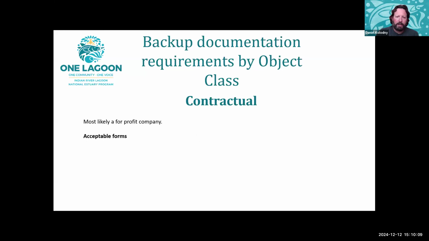When we're looking at the contractual object class line item, this is most likely from a for-profit company. This is going to be an itemized invoice from that contractor that details those services that were provided from them. And it's also going to require proof of payment.